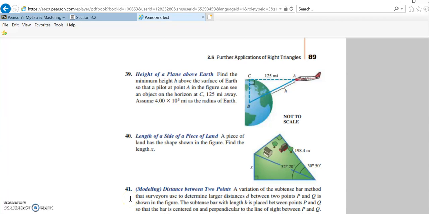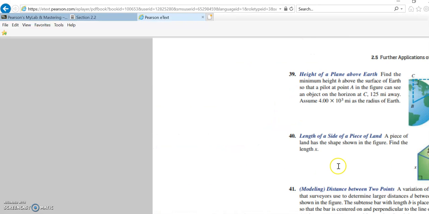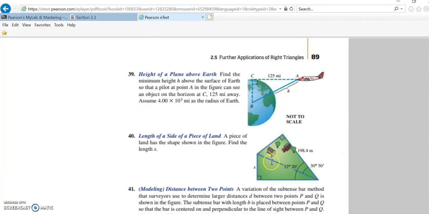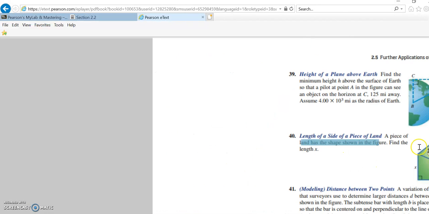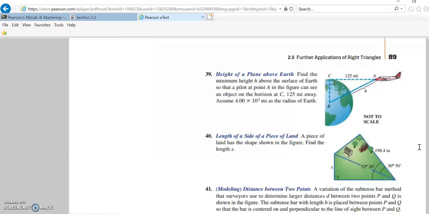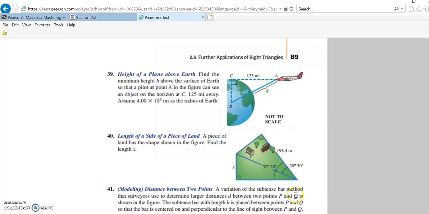Our goal here is to find the length of the x. I'm doing number 40 here, and we have this funky looking piece of land, which has two right triangles in it. And we want to find this x right here. We know this smaller angle is 30 degrees 50 minutes, and this larger one is 52 degrees 20 minutes, and we know this long side over here is 198.4 meters.